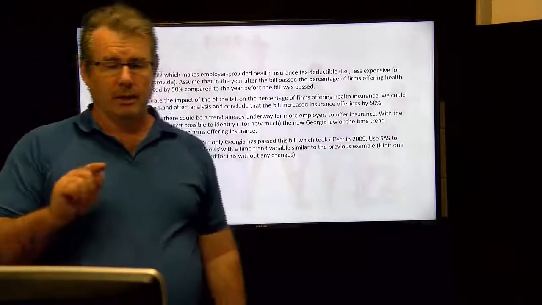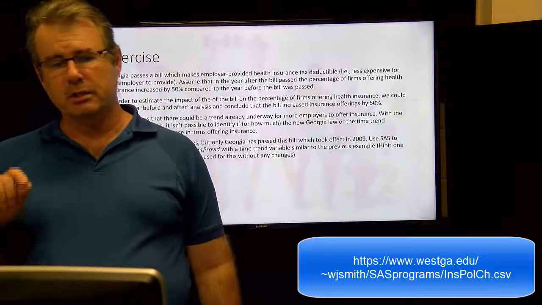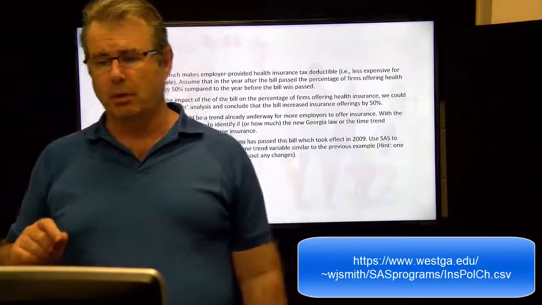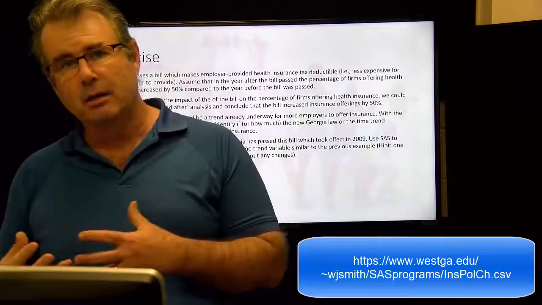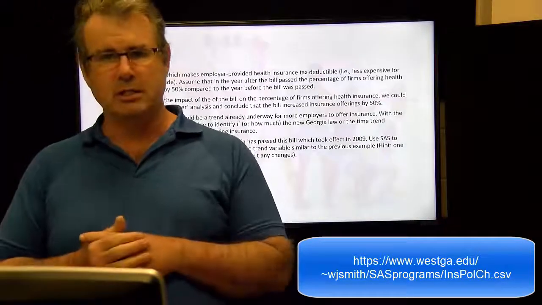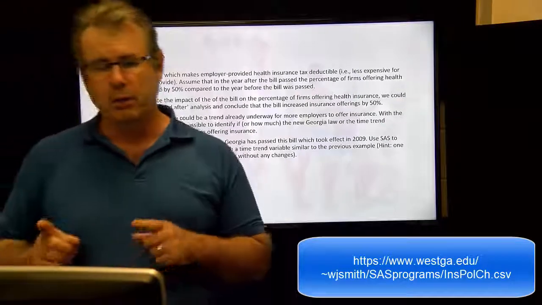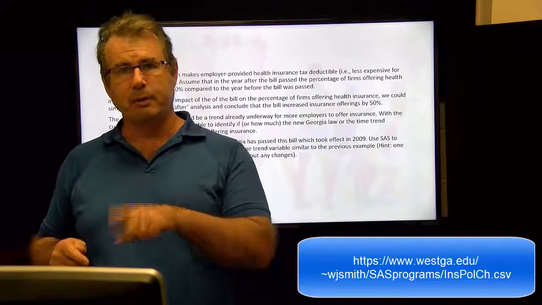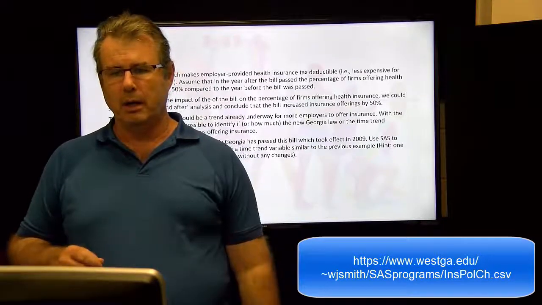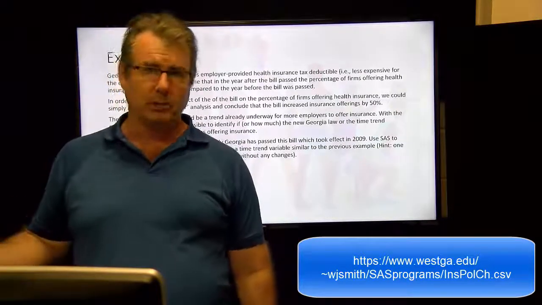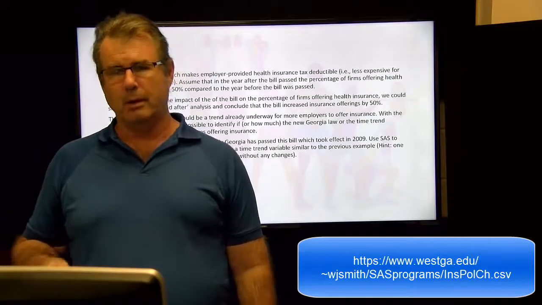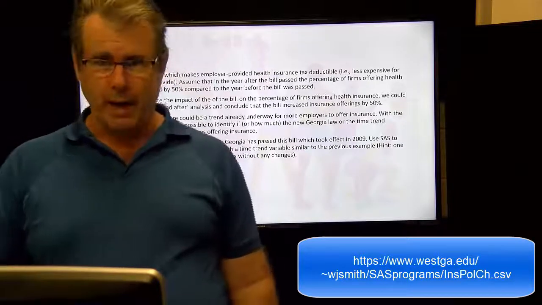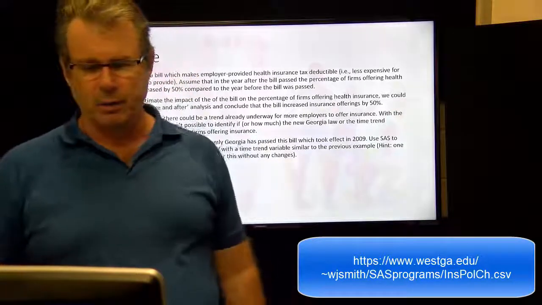So, the link below contains a data set with 4 states. Only Georgia has passed the bill, which in this data set took effect in 2009. I want you to use SAS to estimate the difference in difference model of percent provide. That's the dependent variable. I want you to use a time trend variable that's similar to what we used in the previous example. Here's a hint. One of the variables in the data set can already be used directly as the time trend variable. Figure out which one that is.